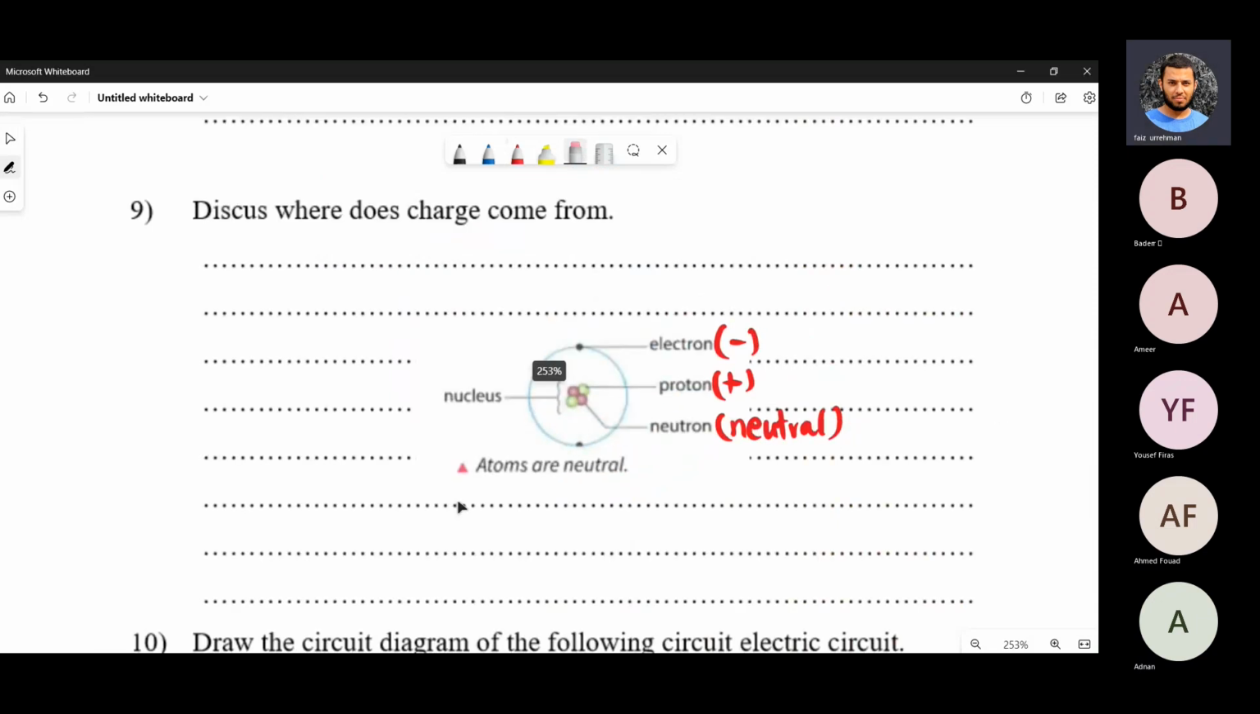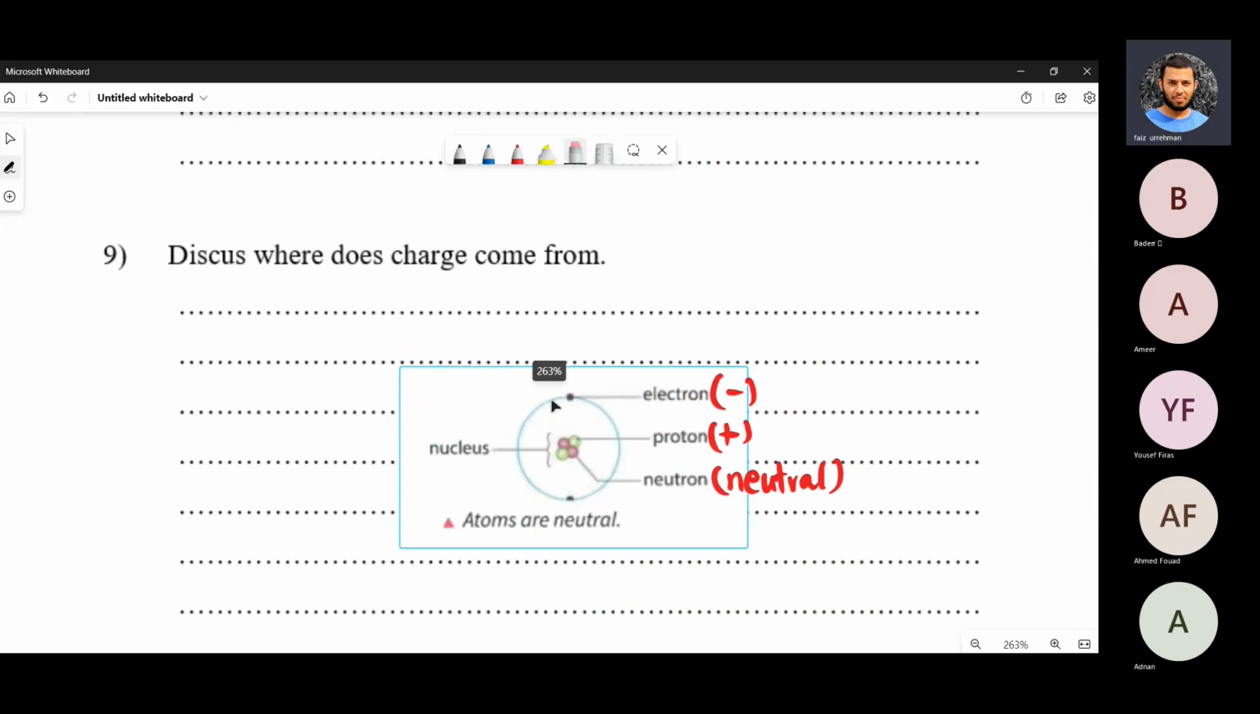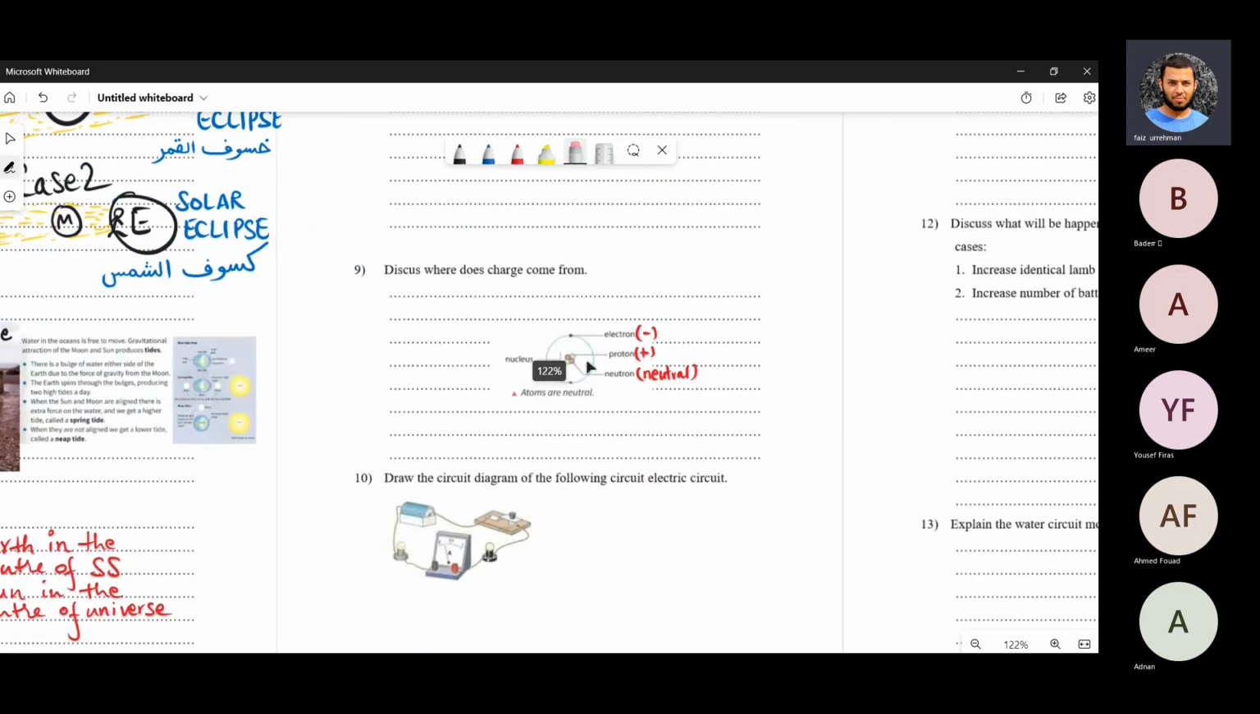Okay. So where does charge come from? Charge comes from the deficiency or excess of a charge. If one charge is more than the other, or less than the other, there will be some overall charge for the atom. It can be either positive or negative. But if the numbers are equal, like 5 minus and 5 plus, they will cancel out each other. There will be no charge.